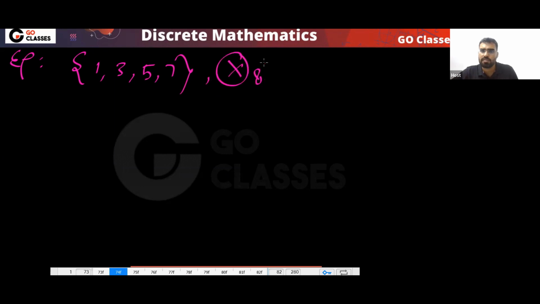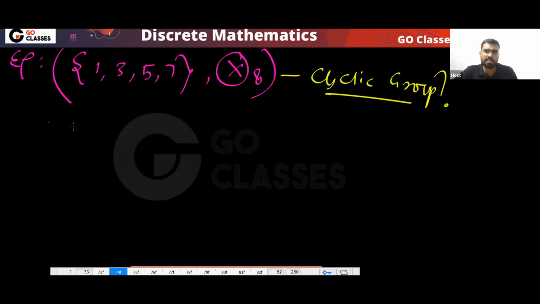Very simple definition. For example, 1, 3, 5, 7 under multiplication modulo 8. Is this a cyclic group? Tell me. Can I say this is a cyclic group? The answer is no. This is not a cyclic group because you can notice there is no generator here. In this group, there is no generator.